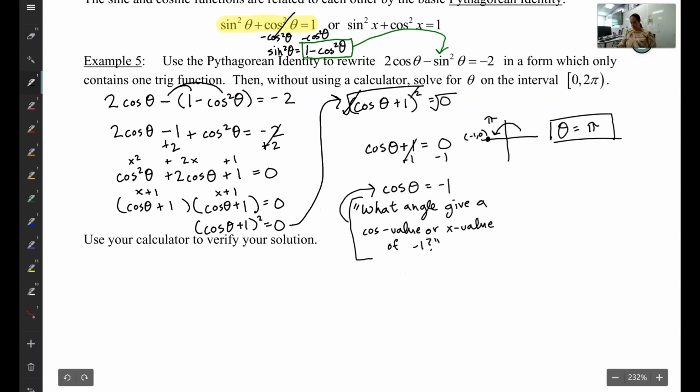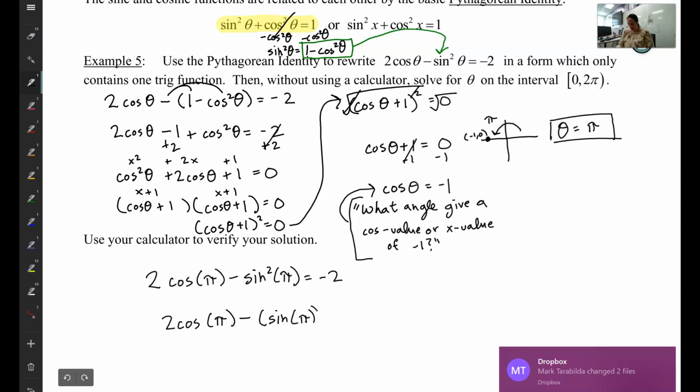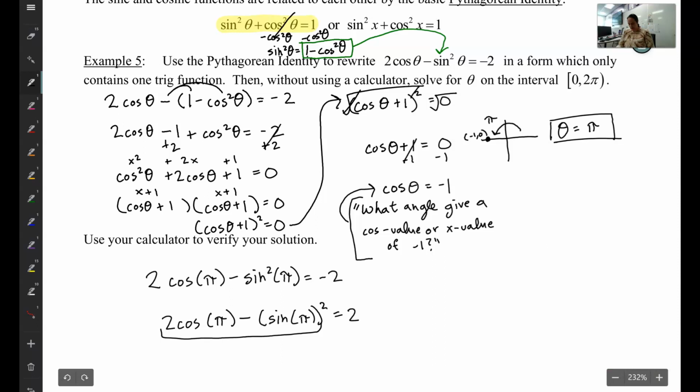Now, you can use your calculator to verify this. Plug it back in. 2 cosine of pi minus sine squared of pi equals negative 2. Typing that in, just so you know, sine squared of pi is the same thing as sine of pi squared. So you can type that side into your calculator, and you should get negative 2. And there you go. That's all for today. You now have your 0.5 assignment to do.